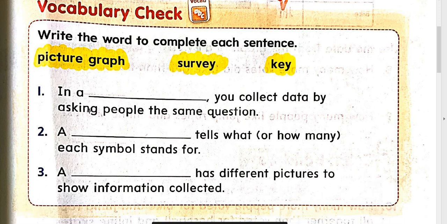I will read the questions for you now and you write the correct word on the line. Number 1. In a blank, you collect data by asking people the same questions. When you do what, you need to collect data. Okay, number 2. A blank tells what or how many each sample stands for. Number 3. A blank has different pictures to show information collected.